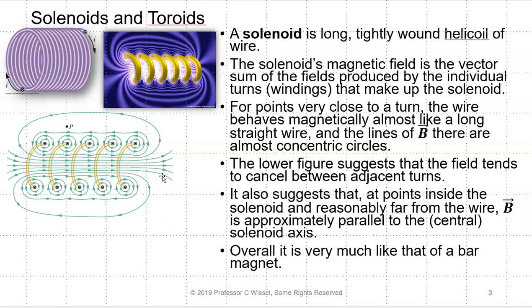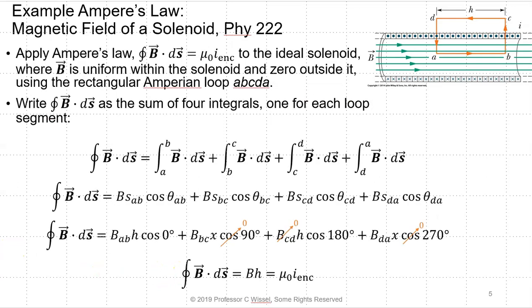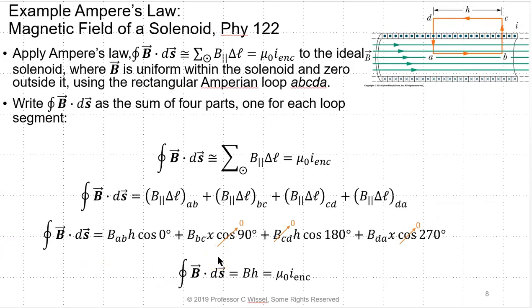This is very much like a bar magnet, and it's kind of the equivalent of a capacitor. Where a capacitor stores its energy in electric fields, a solenoid stores its energy in magnetic fields. Now, if you're a Physics 222 student or you have calculus, you should be going to this slide here. If you are a Physics 122 student that is non-calculus based, please go to slide number 8.